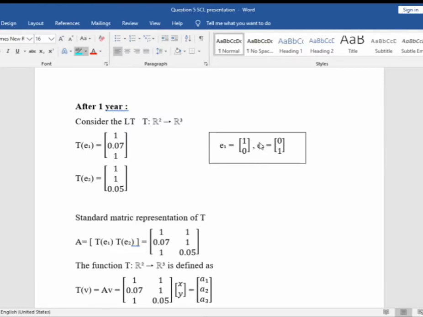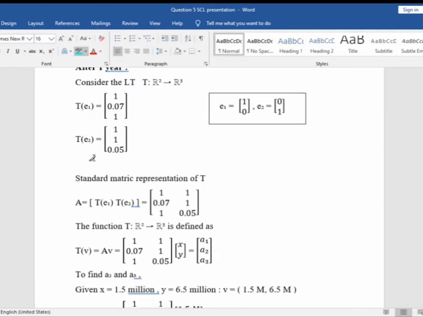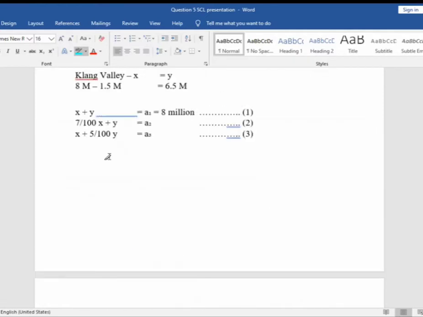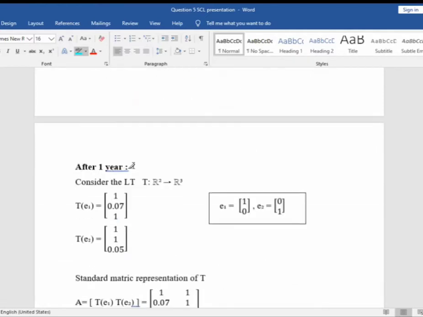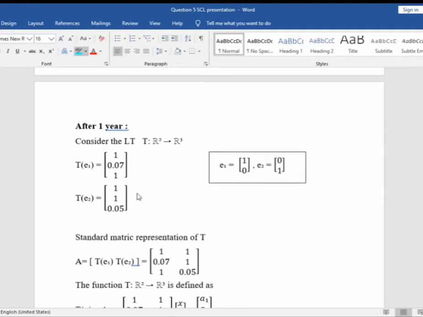We also have E2, because the information involving E2 and next only uses two columns, so we just use E1 and E2. Same with the transformation of E2, we get the factor from the previous equation, which is 0.05.